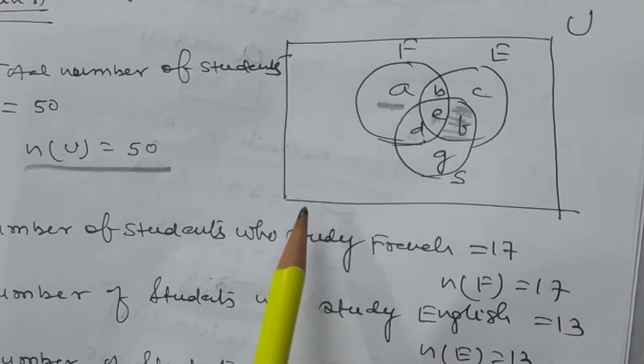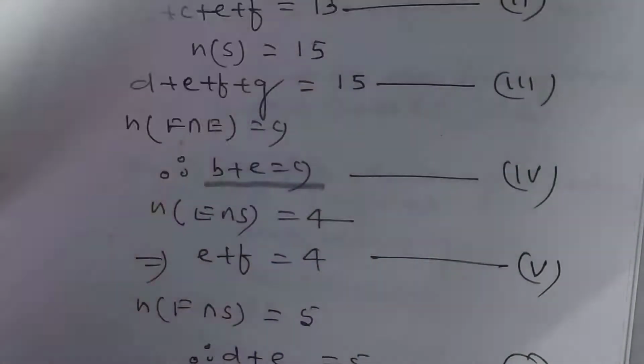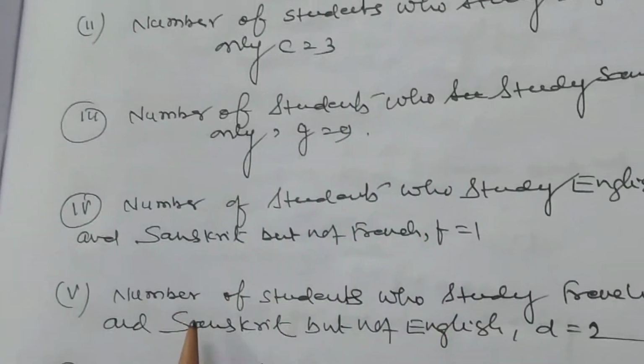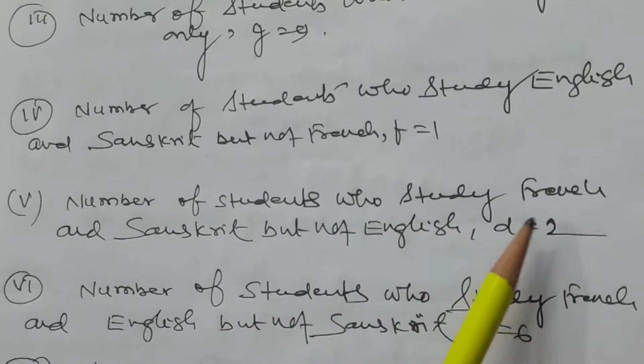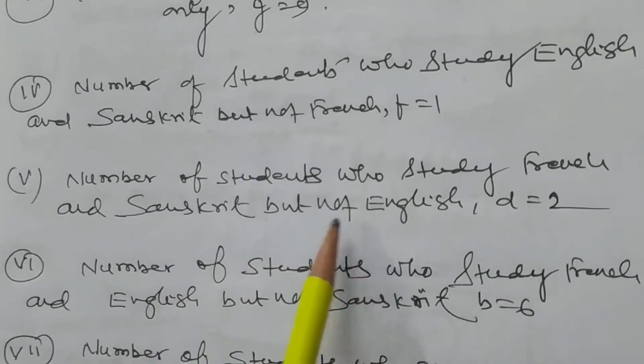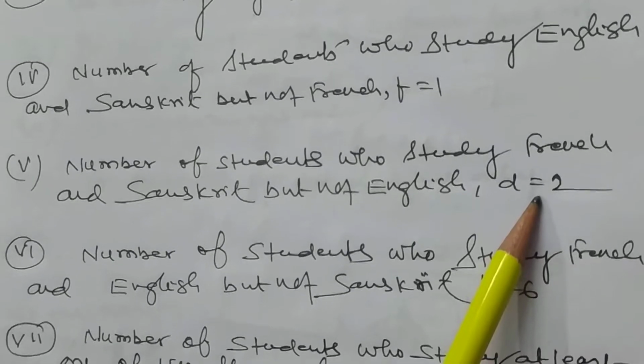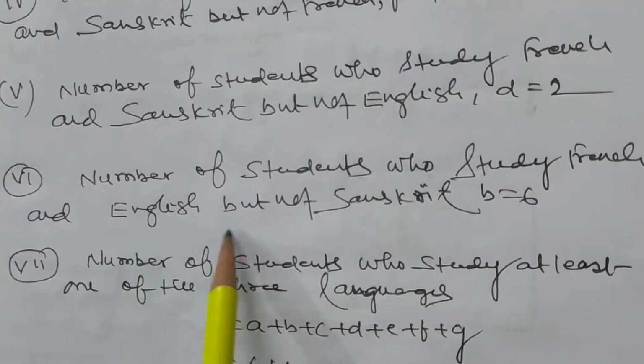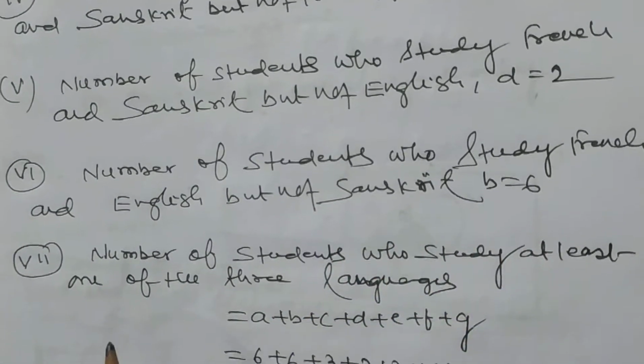This is not in French. So F is equal to 1. Similarly, number of students who study French and Sanskrit but not English, D is equal to 2. Number of students who study French and English but not Sanskrit, B is equal to 6.